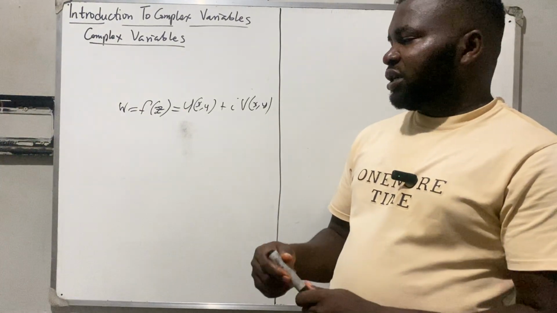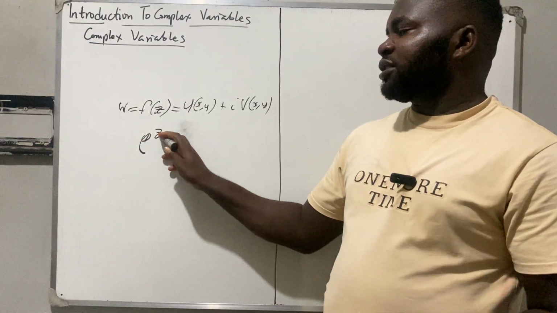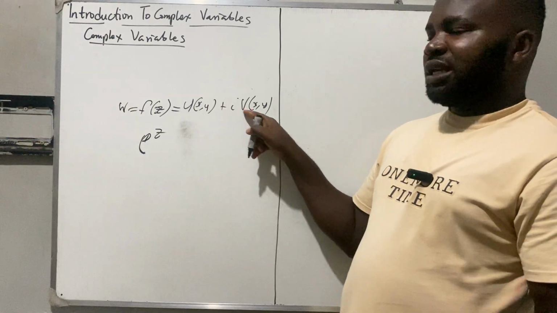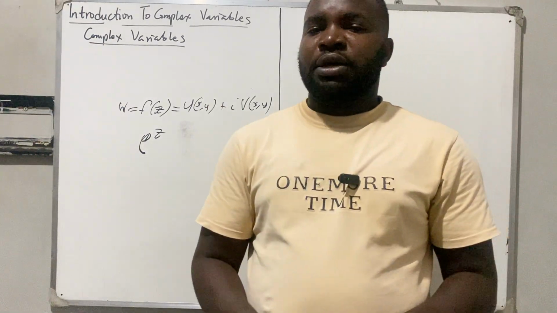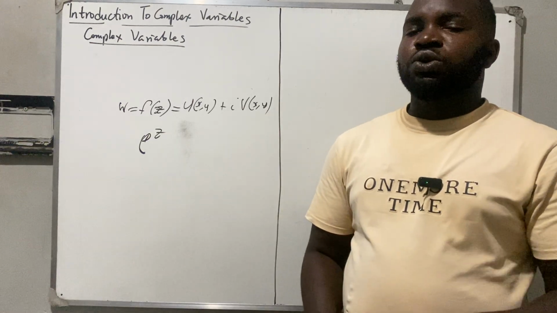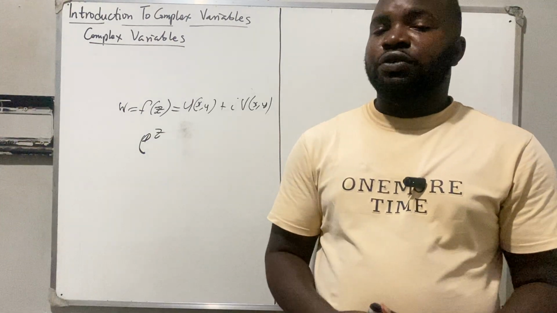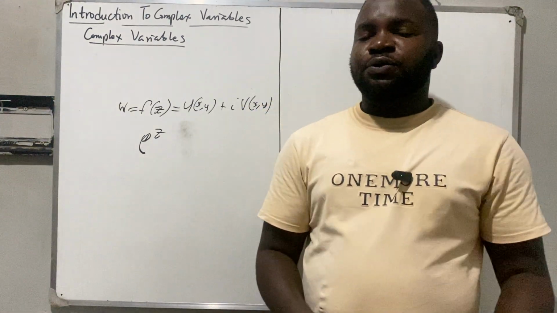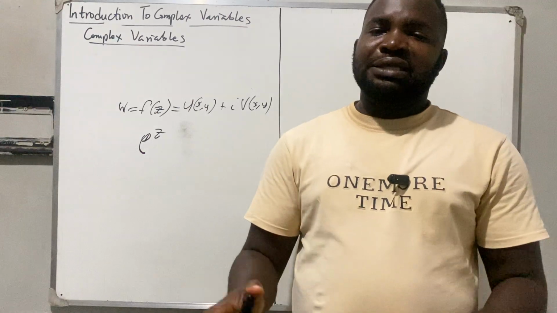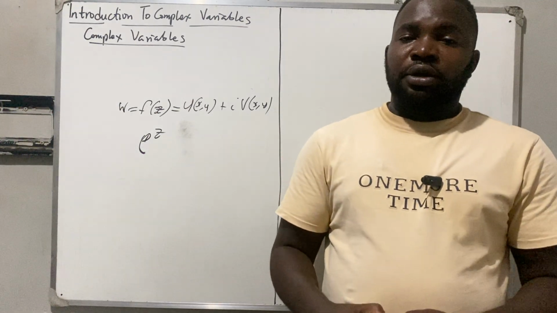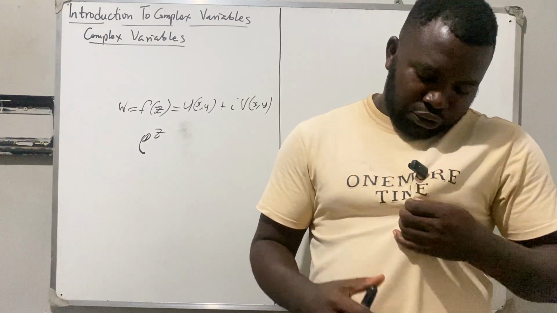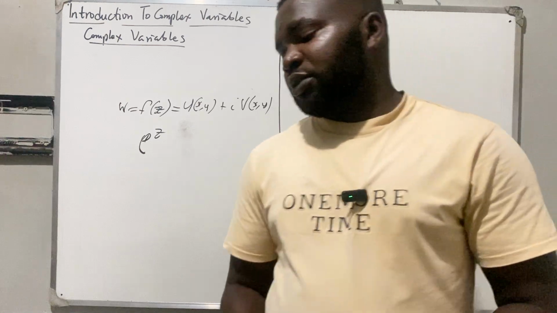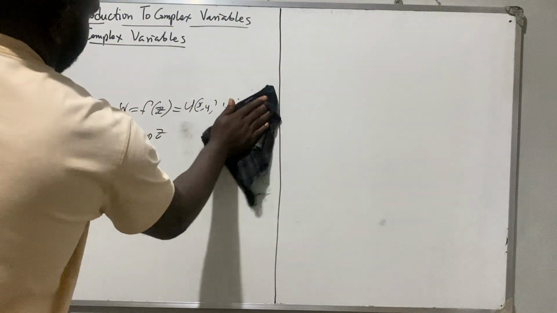For example, if you are given exponential z, you know that this is a function of z. So how do you convert it into real and imaginary parts that are functions of x and y? That's the first thing. From there we'll move to differentiability of a complex number: how do we differentiate a complex number? Then we'll move to analytic functions: how do we know that a complex function is analytic within a particular point or region? From there we will look at harmonic functions. Then we are done for this video. So let's get right into it.